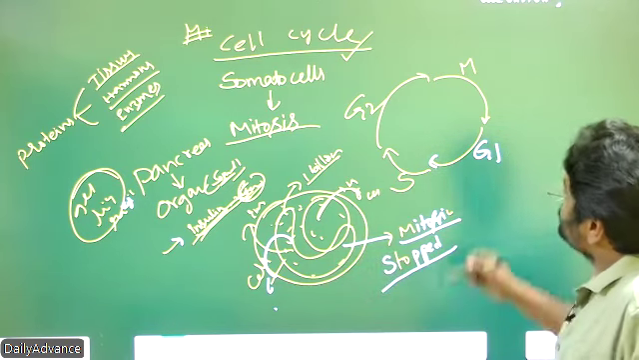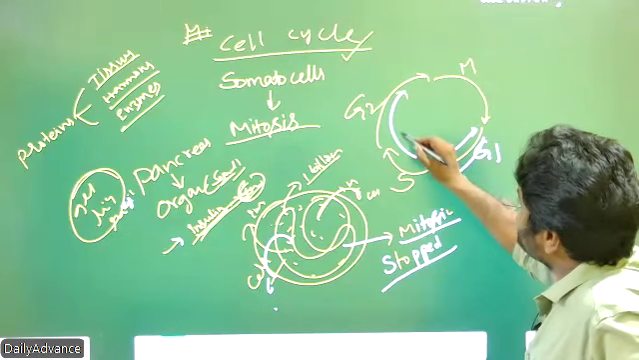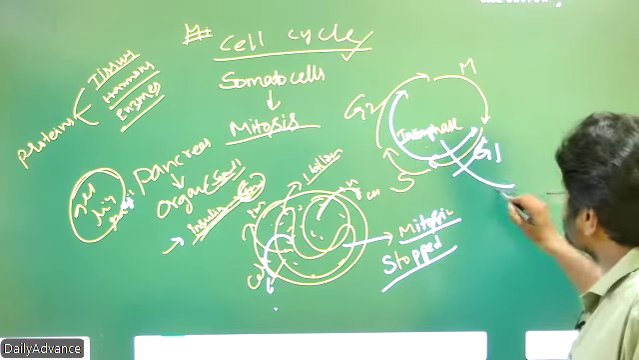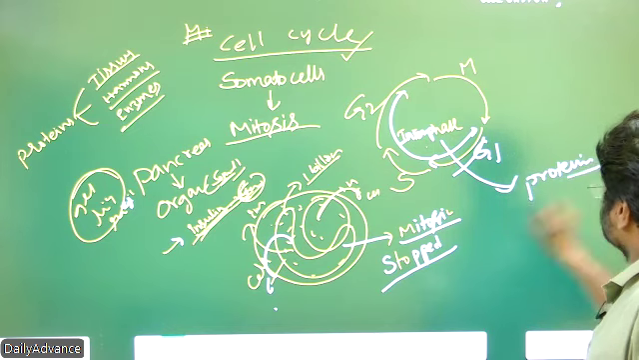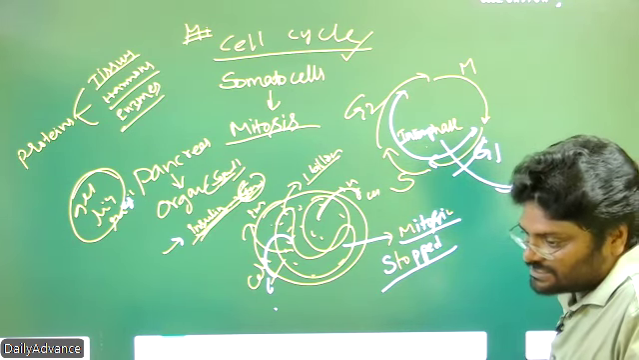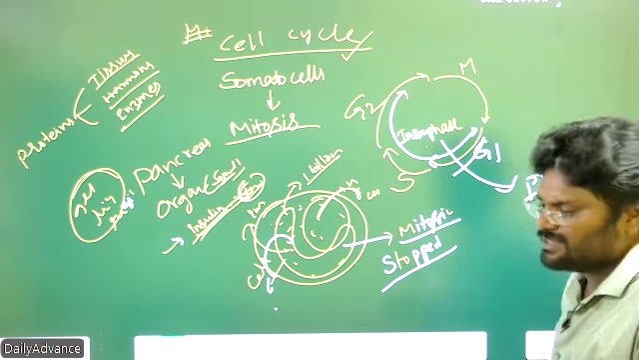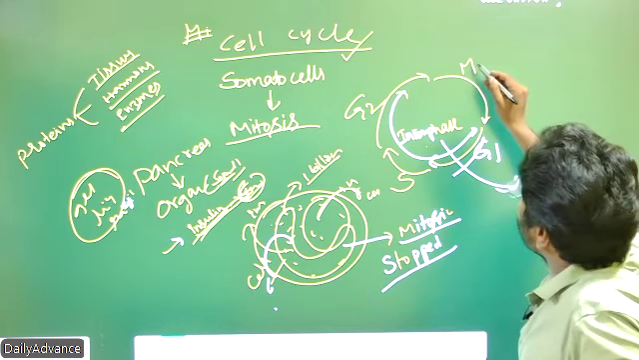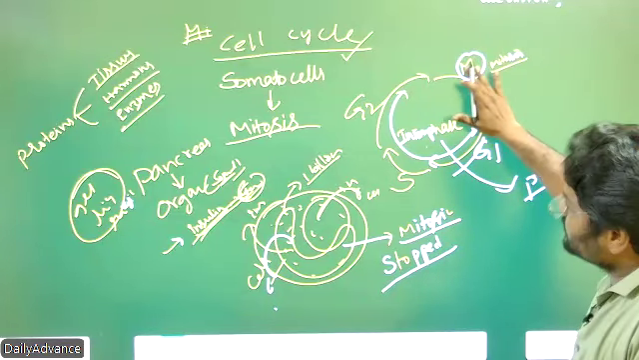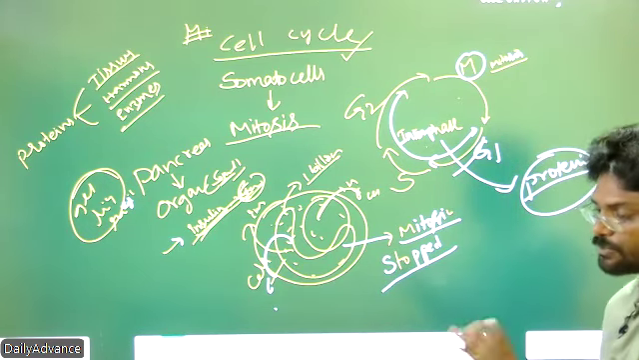So these three phases, G1, S, G2, we call the interphase. In the interphase, the cell produces proteins. If somebody asks how many stages are present in interphase: G1, S phase, G2 phase. Don't get confused about what G1 and S are, I will discuss everything, even small points. And the M phase is nothing but the mitosis phase. Except this phase, the remaining three phases produce proteins. Only in this phase it won't produce any proteins.